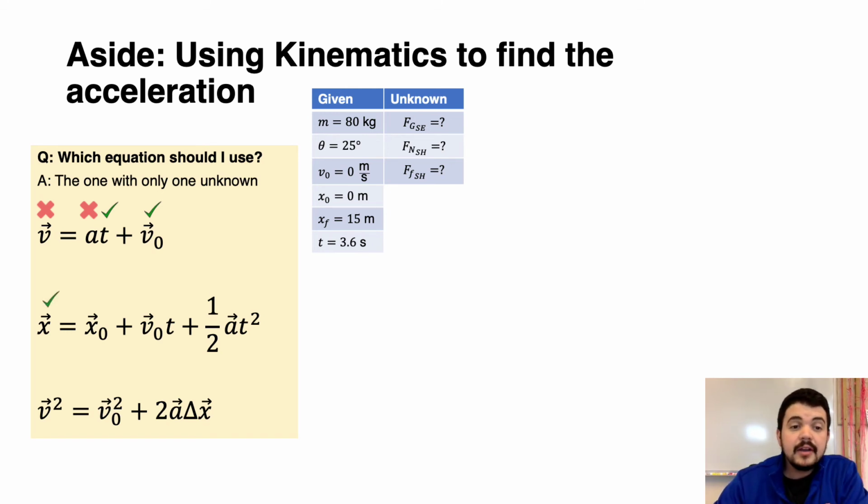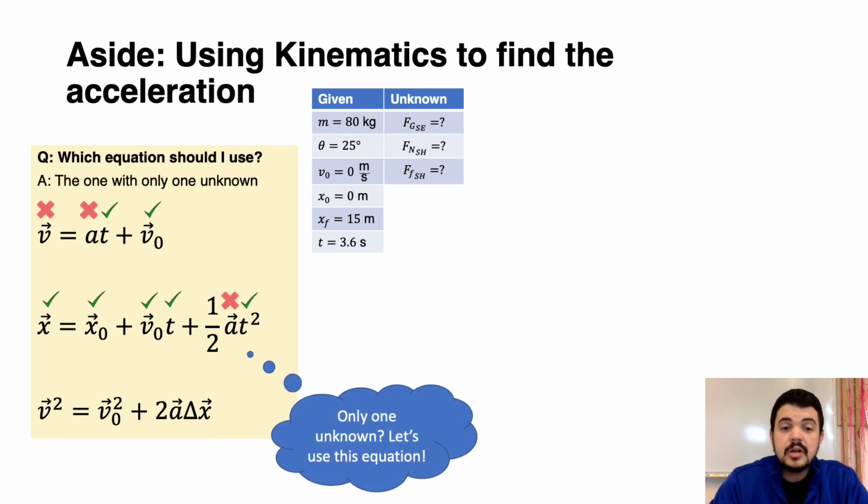We do know the final position, it's 15 meters. We do know the initial position, it's 0 meters. We do know the initial velocity, it is 0 meters per second. And we do know the amount of time we're looking at, it's 3.6 seconds. We don't know the acceleration, and again, we do know the time. And so this is an equation which only has one unknown. And for that reason, we should use this equation to find the acceleration.